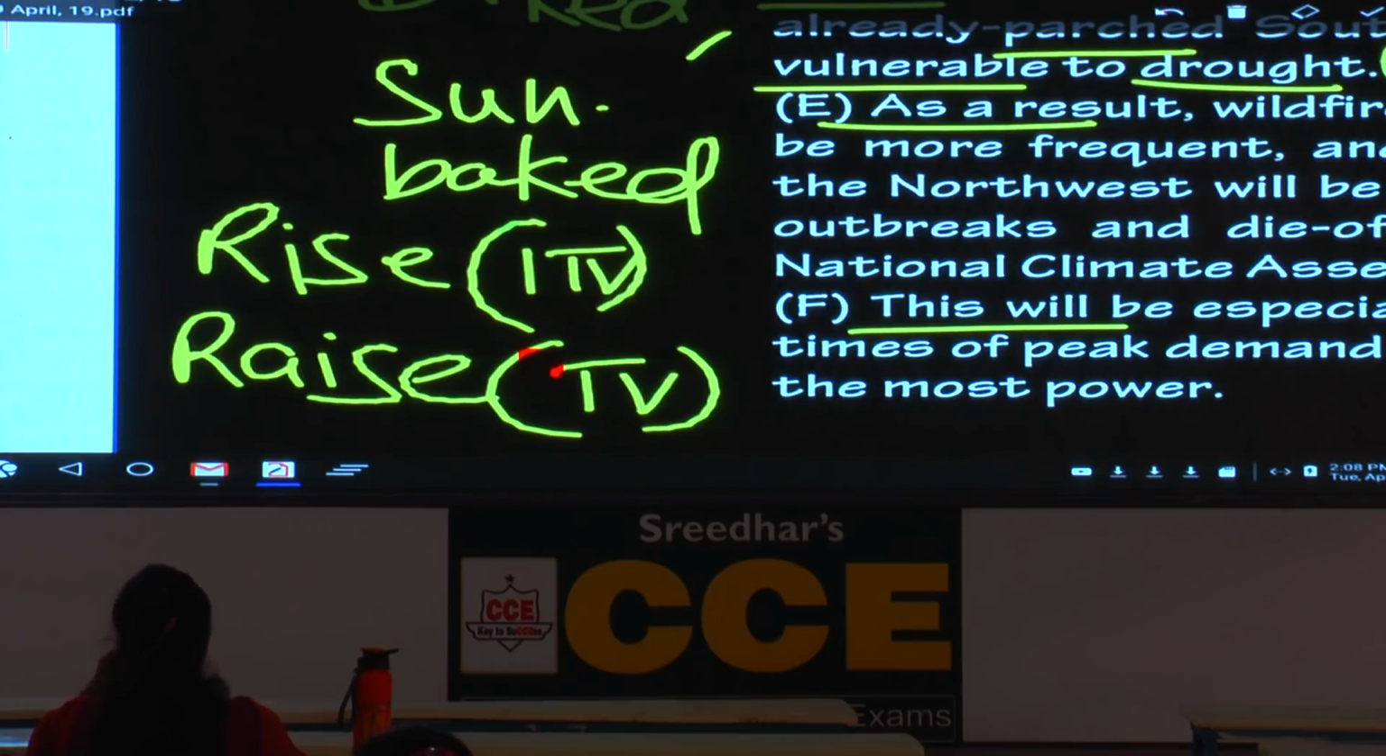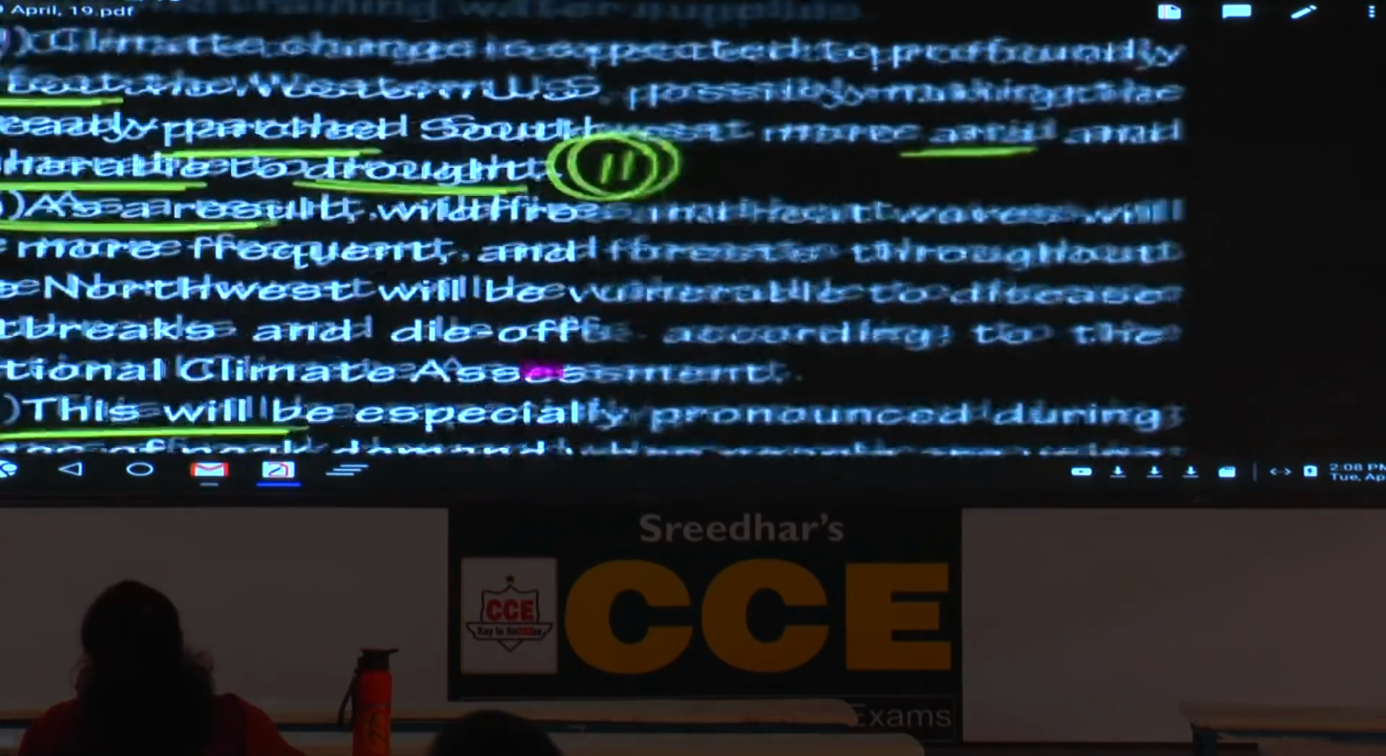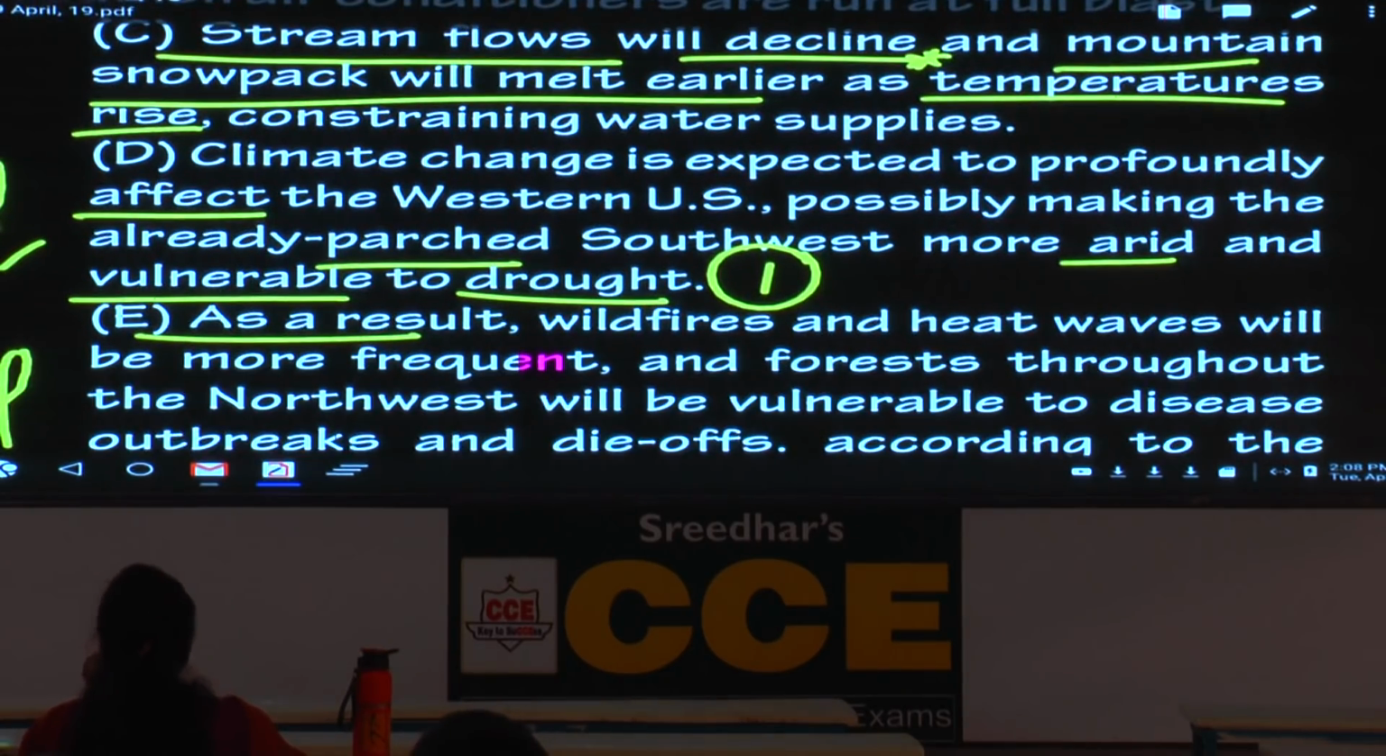A raise, transitive verb. They have given in many exams questions related to rise and raise. If you are not attentive, you cannot spot the error. Now we'll go to that particular part. I said put a star mark, temperatures rise.